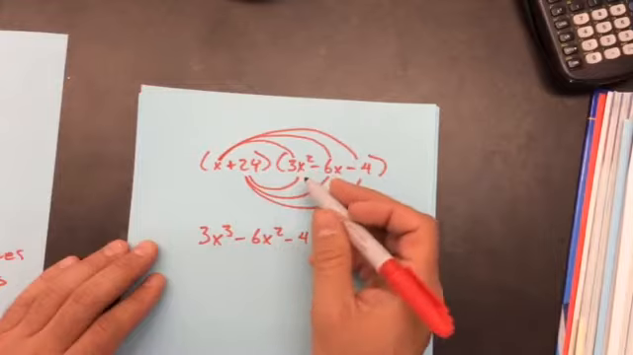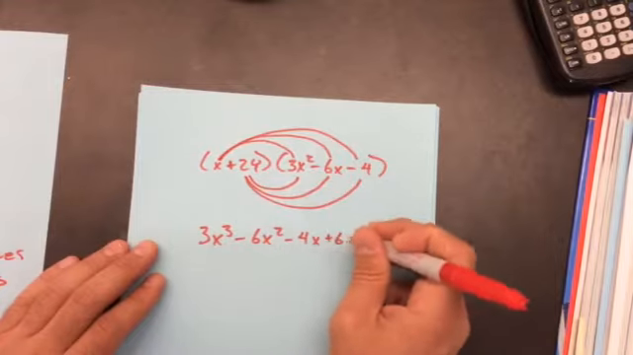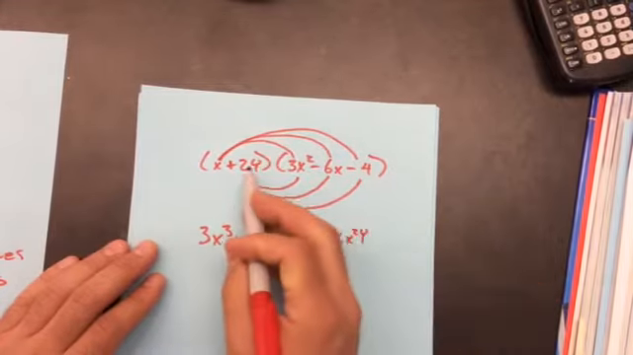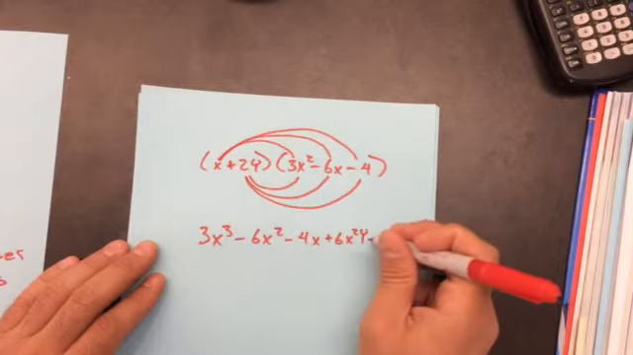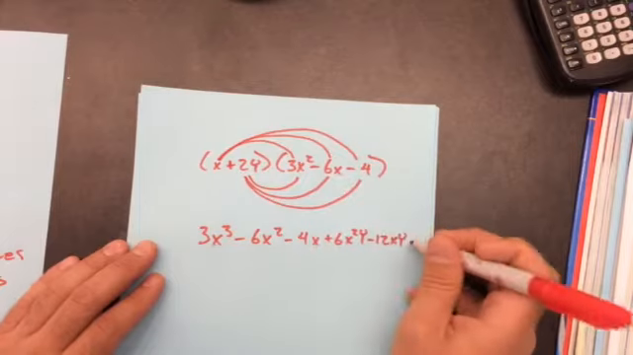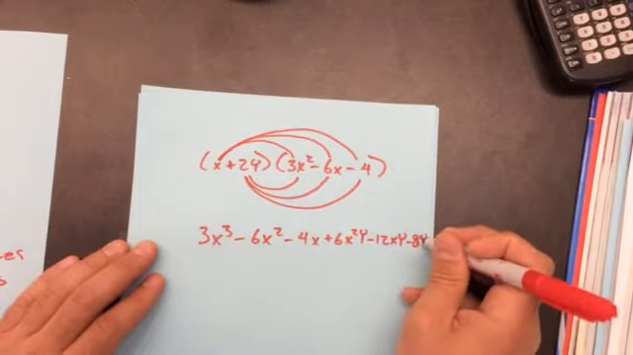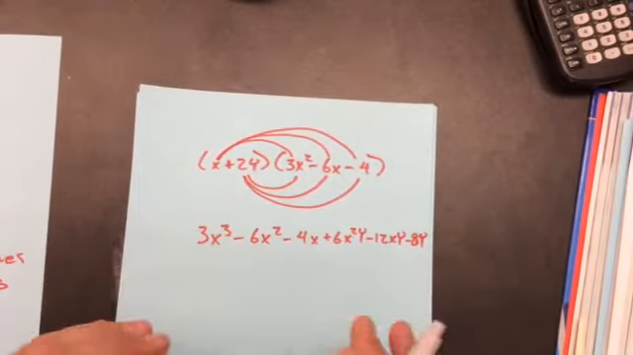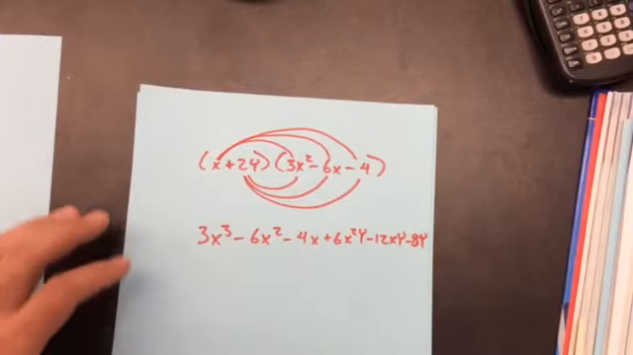2y times 3x squared is going to be 6x squared y. 2y times negative 6x is going to be negative 12xy. And 2y times negative 4 is going to be minus 8y. Now I can't combine any terms because I don't have any like terms.